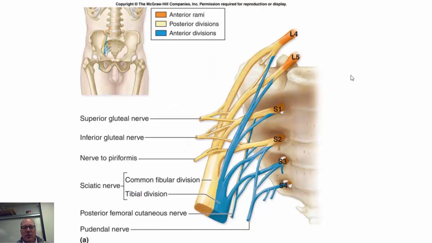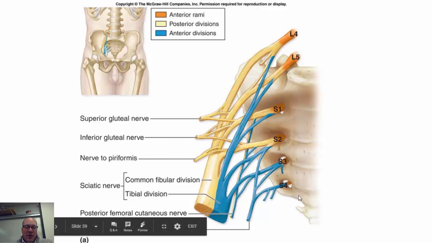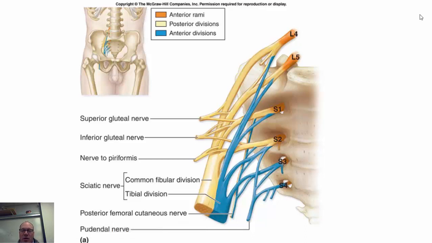Okay, so here is the sacral plexus, which includes spinal nerves coming from L4, L5, and then through the sacrum. S5 is not included here. But what I want to point out about this sacral plexus is this huge nerve, which eventually is the destination of almost all these nerves, except for the S4, is this sciatic nerve.